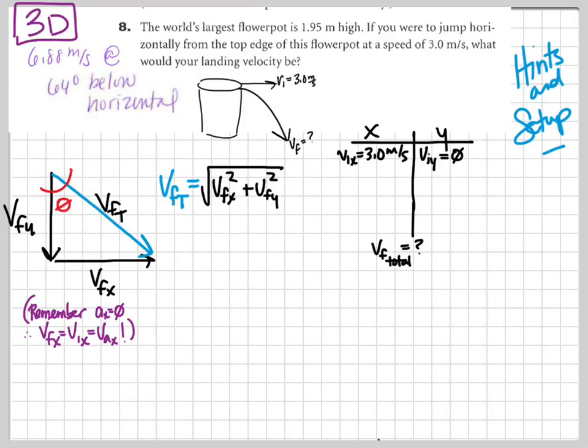Okay, this is hints and tips for number 8 on the 3D worksheet. World's largest flower pot is 1.595 meters high. If you were to jump horizontally from the edge of the flower pot with a speed of 3.0 meters per second, what's your landing velocity?